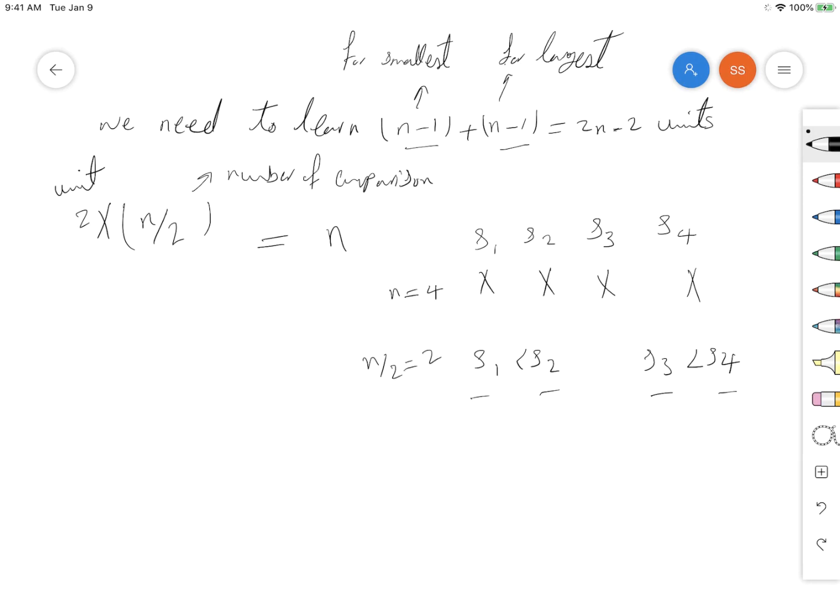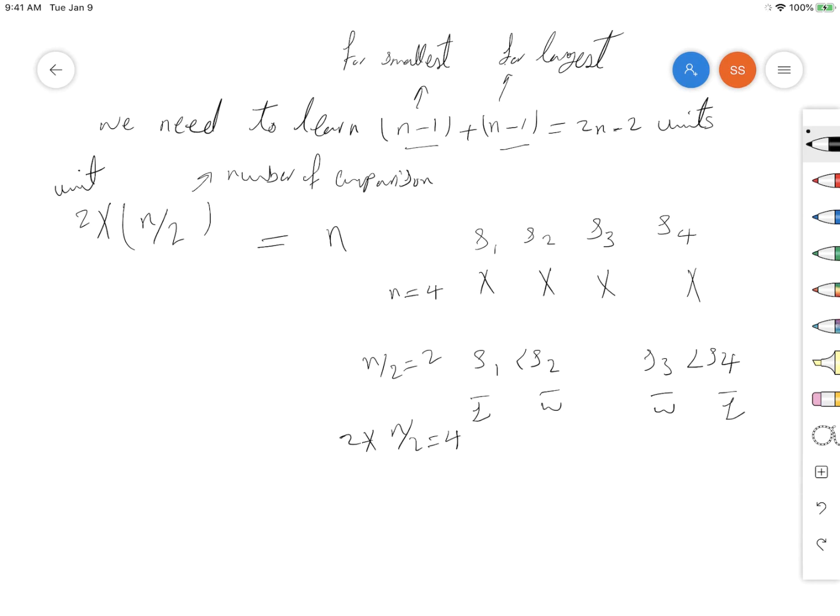And the amount of information that we're getting is 2 multiplied by n divided by 2, which is equal to 4. As you see, for example, let's say S1 is less than S2, so this is going to be a loss and this is going to be a win. And let's say S3 is not less than S4, so it's going to be a win for this one, and a loss for this one. So we have got 4 pieces of information.